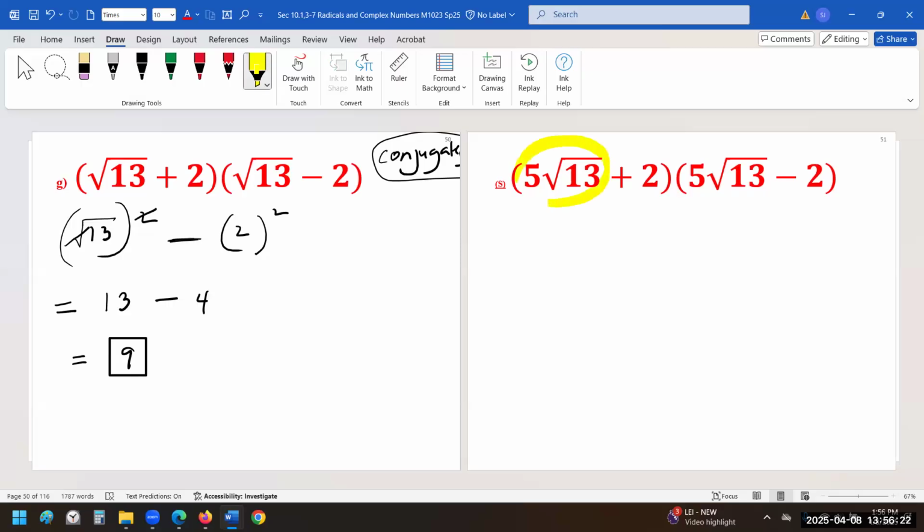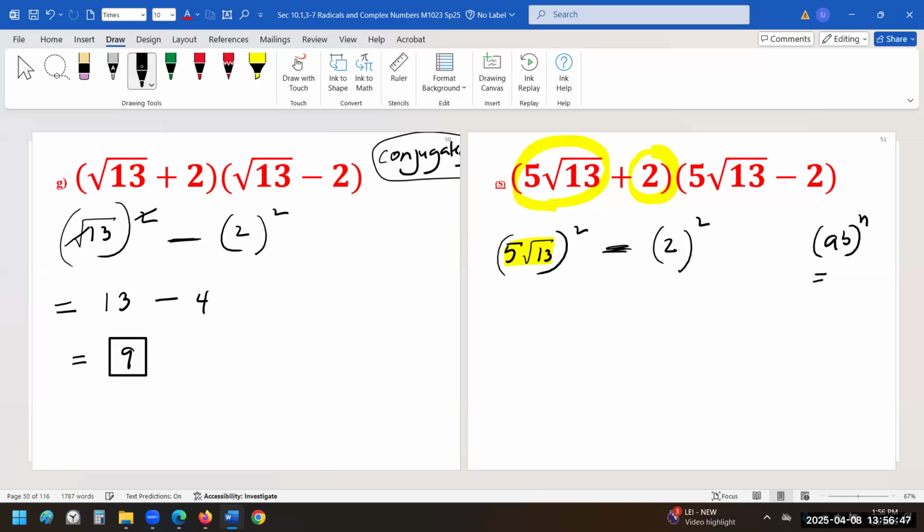So we take the first term and the second term and square them. So 5 square root of 13 square minus 2 square. Now here you apply the exponent rule I taught you before. If you have AB to the power n, what do you have? A to the n, B to the n. That means this is 5 square and square root of 13 square.